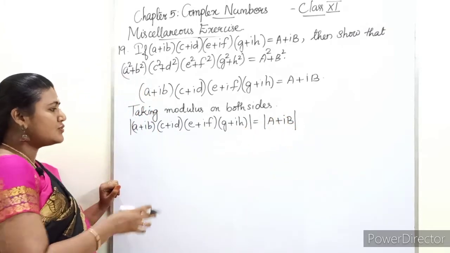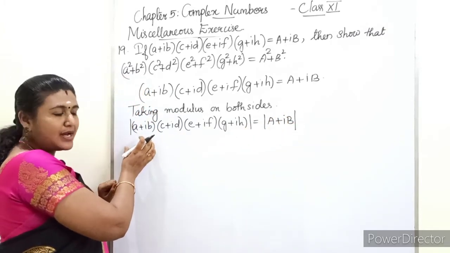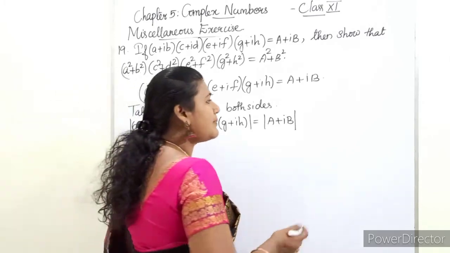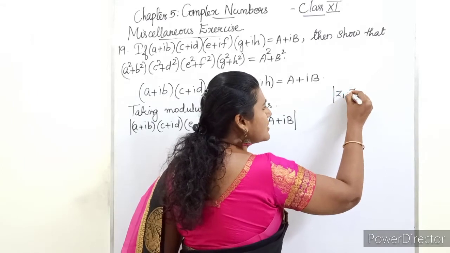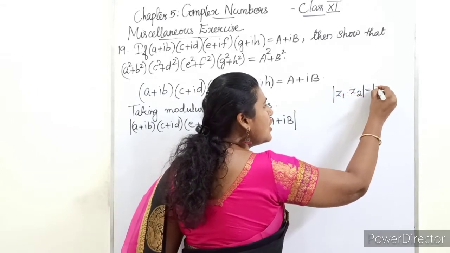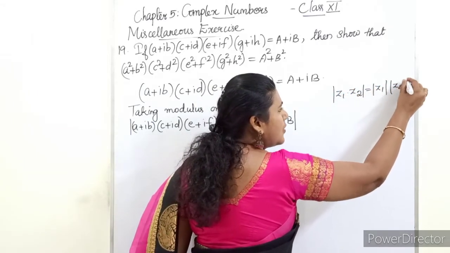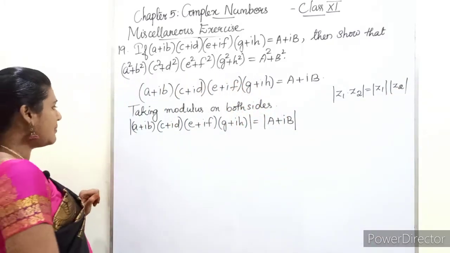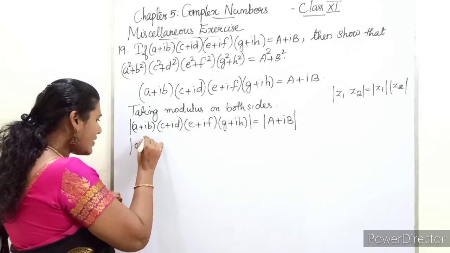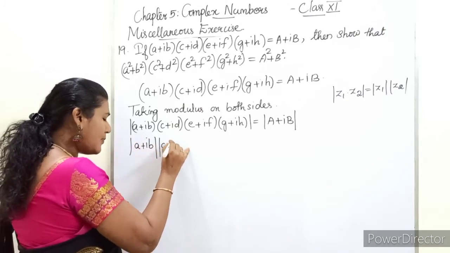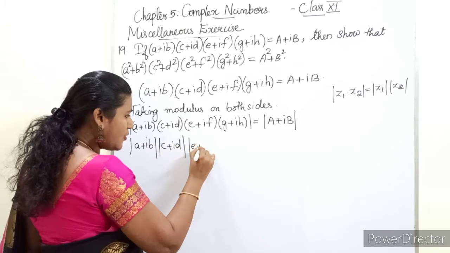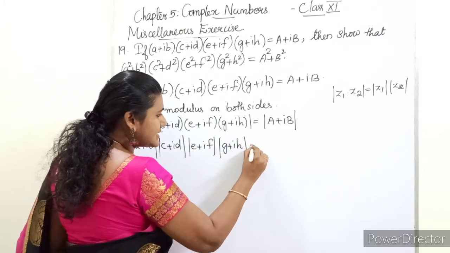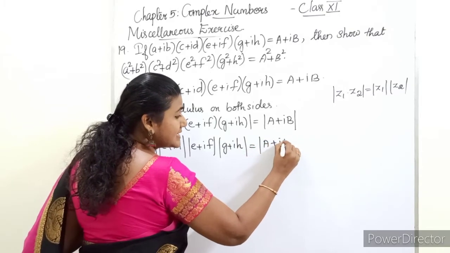Now what we have to do, we can take the modulus separately for each complex number, because we know the property of modulus: modulus of z1 into z2 equals modulus of z1 into modulus of z2. We can take separate modulus for each complex number. So we will write modulus of a plus ib into modulus of c plus id into modulus of e plus if into modulus of g plus ih is equal to modulus of A plus iB.